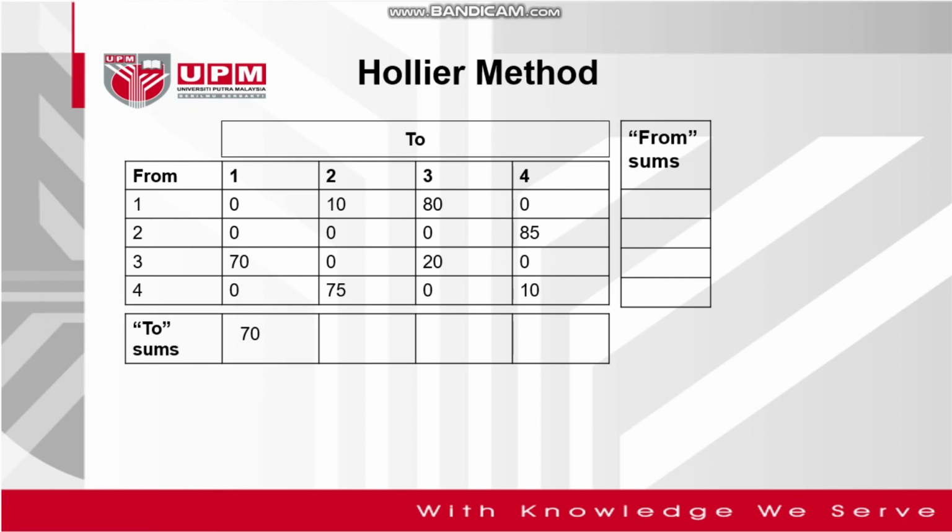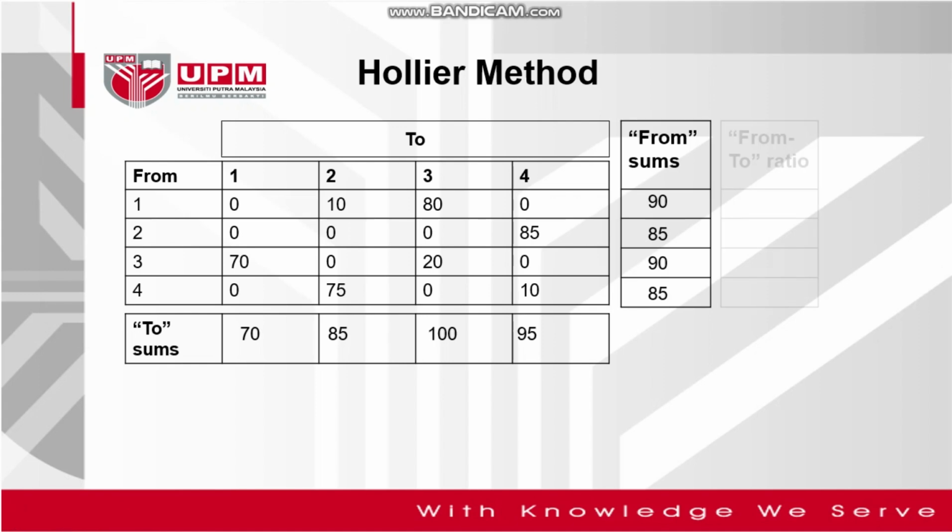For the to sum, for column number 1, we will get 70. For column number 2, 10 plus 75, we get 85. For number 3, 80 plus 20, we will get 100. For number 4, we add 85 plus 10, we get 95. Next, for from sum number 1, we add 10 plus 80, we get 90. Then we have 85. Then 70 plus 20, we get 90. And number 4, 75 plus 10, we get 85.